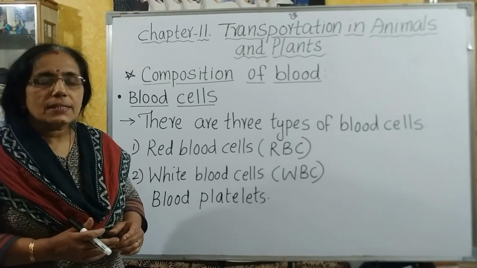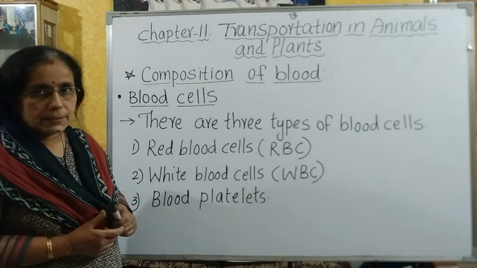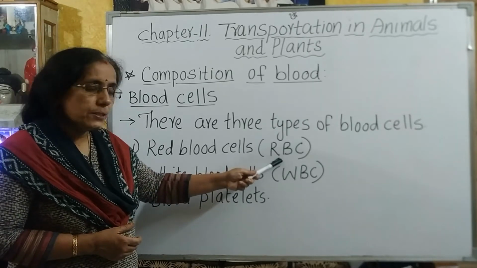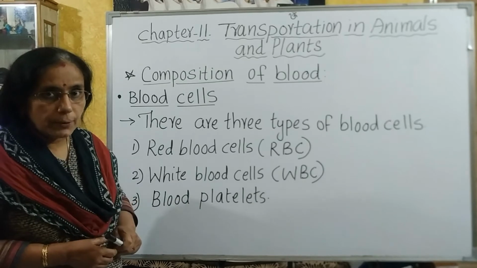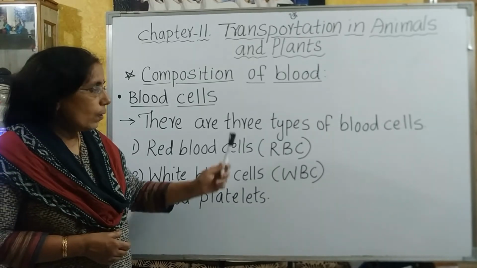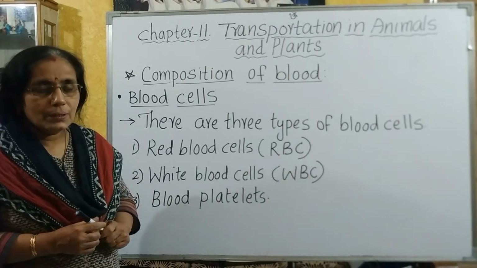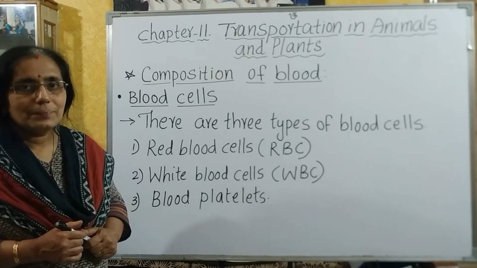Now, let us discuss about blood cells. There are three types of blood cells. One is red blood cells or RBC. Second is white blood cells or WBC, and blood platelets. All these three blood cells play an important role in our body. So, let us study about each of these cells one by one.